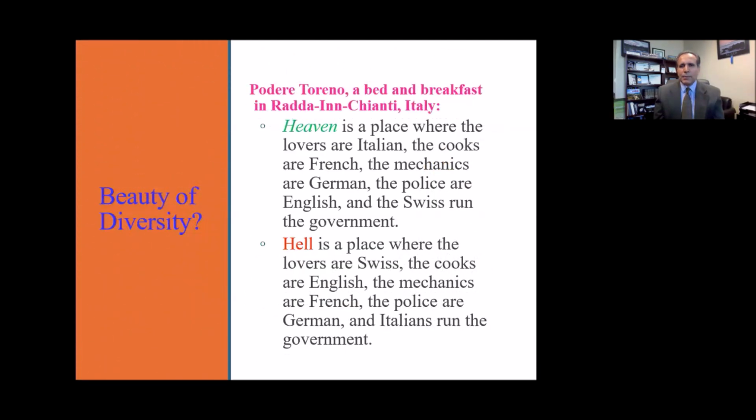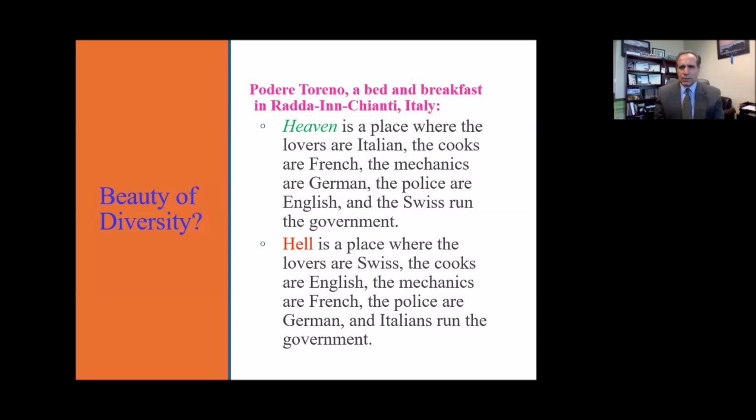Someone once said that heaven is a place where the lovers are Italian, the cooks are French, the mechanics are German, the police are English, and the Swiss run the government. And hell is a place where the lovers are Swiss, the cooks are English, the mechanics are French, and the police are German, and Italians run the government.